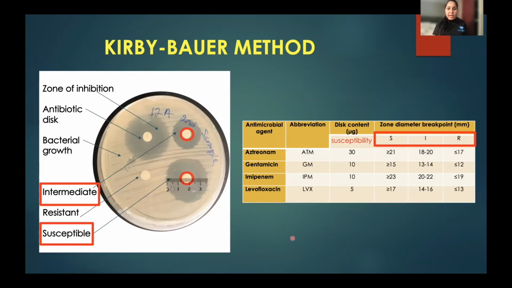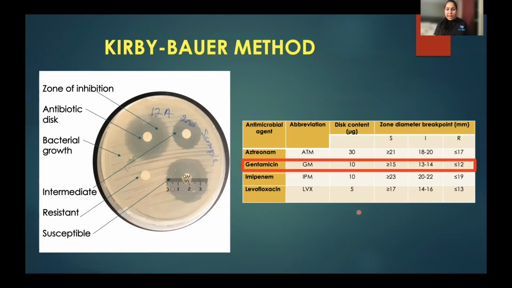This decision is based on measuring the diameter of the zone of inhibition and comparing it to standard values given in this table. As an example, for the gentamicin antibiotic here, the zone of inhibition measures 36 millimeters in diameter, which when compared to values here, shows us that this bacteria is susceptible to gentamicin.